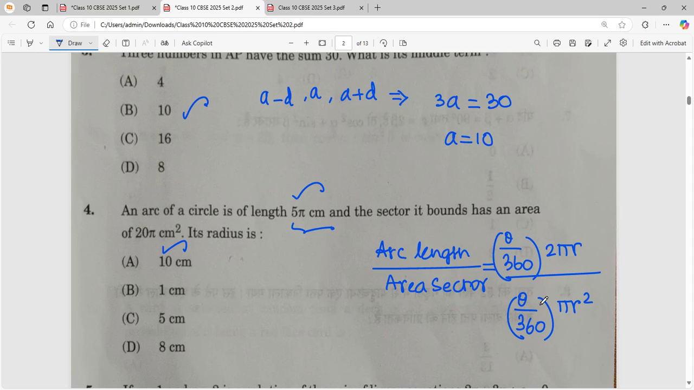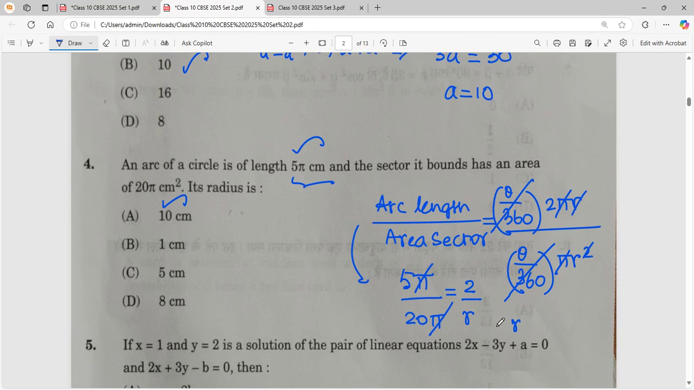So what we can do is we can cancel theta by 360 and theta by 360, pi and pi. We can cancel an r and an r. So arc length is given as 5 pi divided by 20 pi, which is equal to 2 divided by r. So pi and pi get cancelled. So r is equal to 40 by 5, which is 8. So the radius of the circle is 8 centimeter.